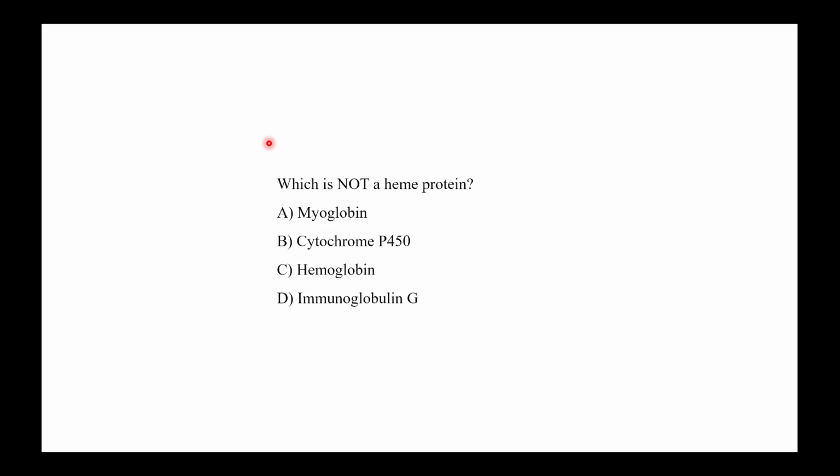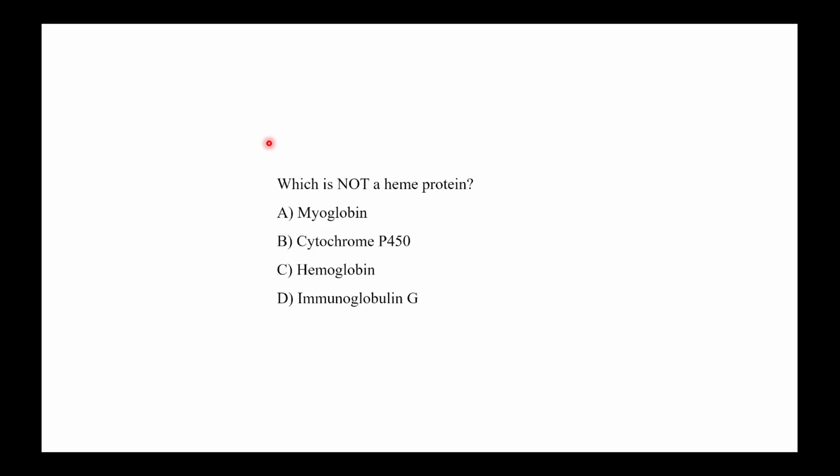The next question is, which is not a heme protein? Which of the following is not a heme protein? Option A, myoglobin. Option B, cytochrome P450. Option C, hemoglobin. And option D, immunoglobulin G.